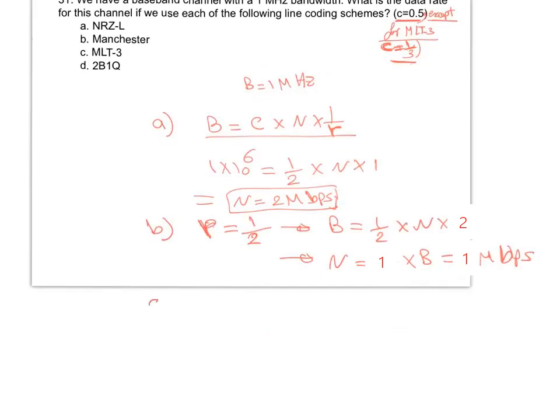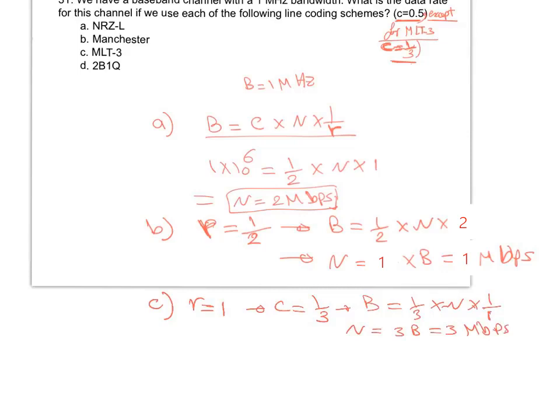For case C, R is equal to 1, of course. For the case of MLT-3, the R is still 1, and C is 1 over 3, so the bandwidth equals 1 over 3 times N times 1 over R, R is 1, which makes the bitrate equal 3B, that's 3 megabits per second.